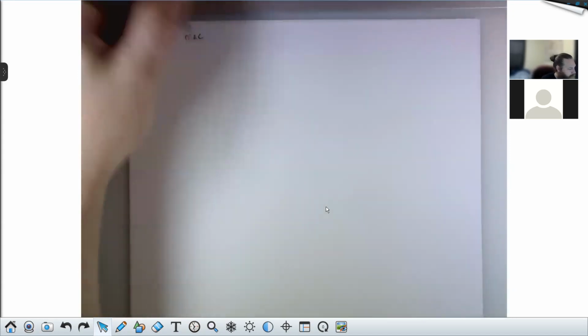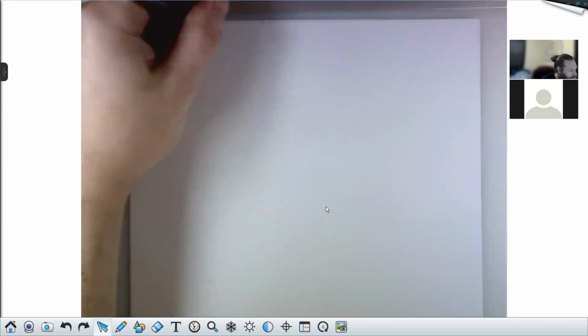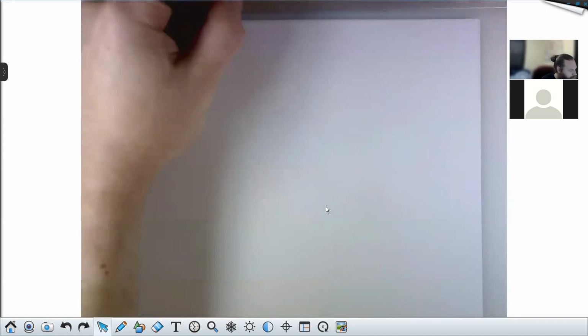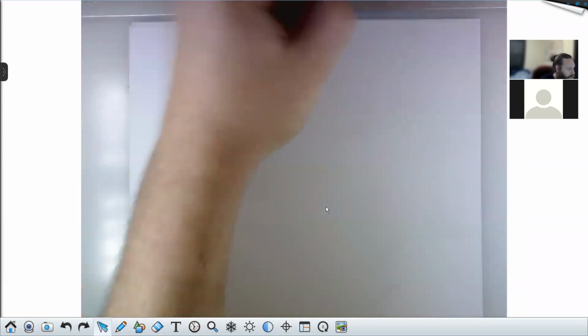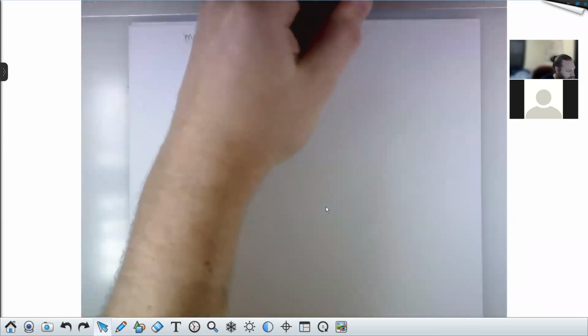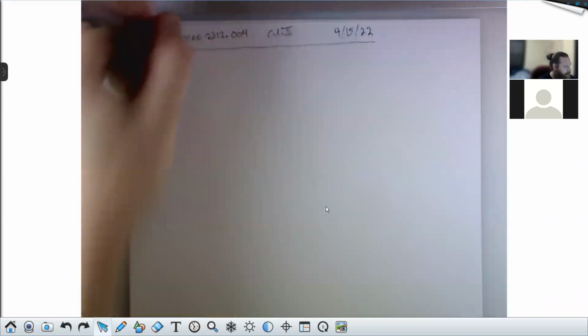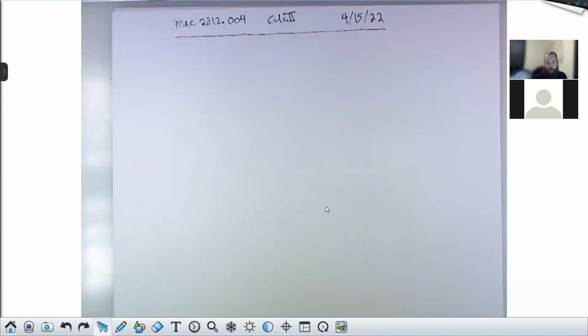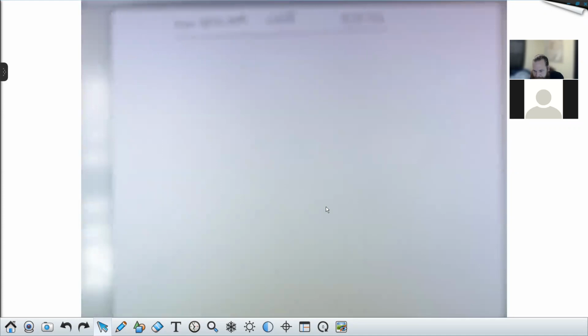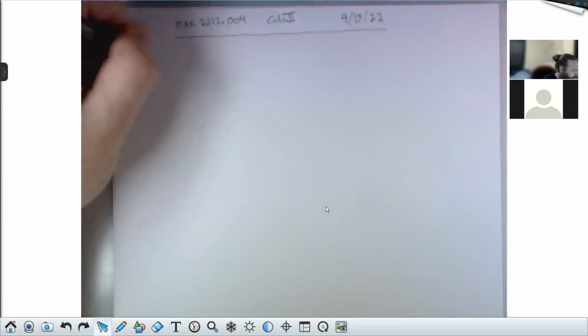This, of course, is MAC2312, section number 004, which means this is a Calc 2 class. And the date is the 15th of April, 2022. This pen might be dying. So today, well, this one too, really.